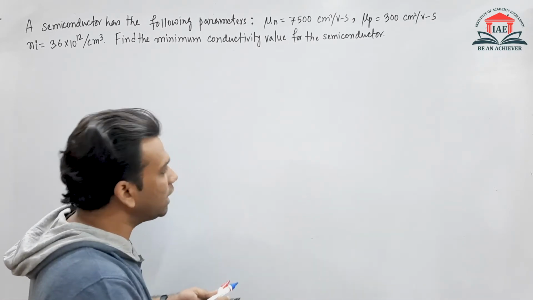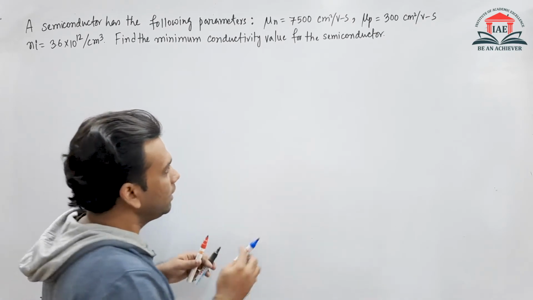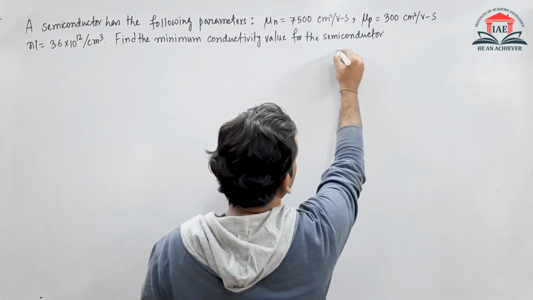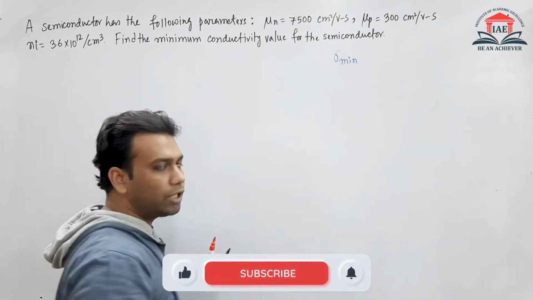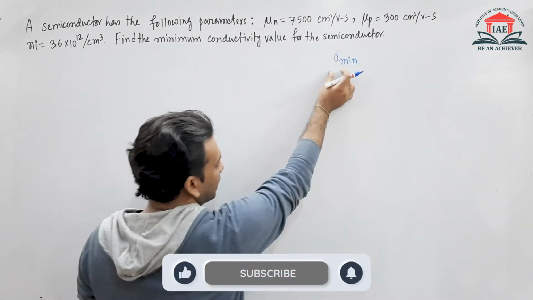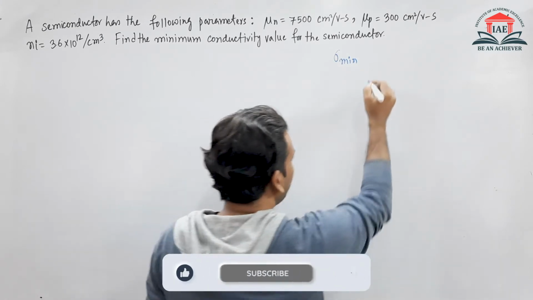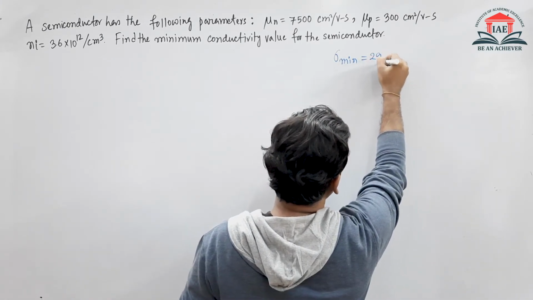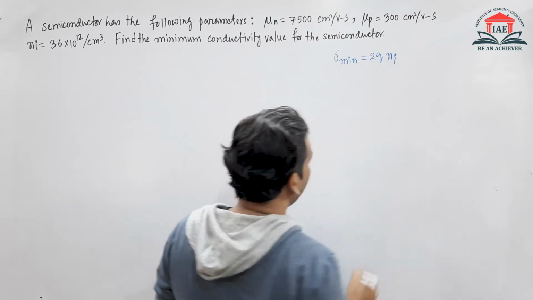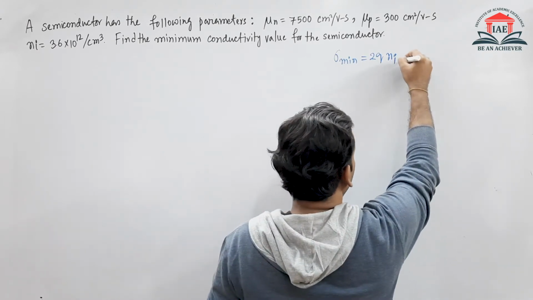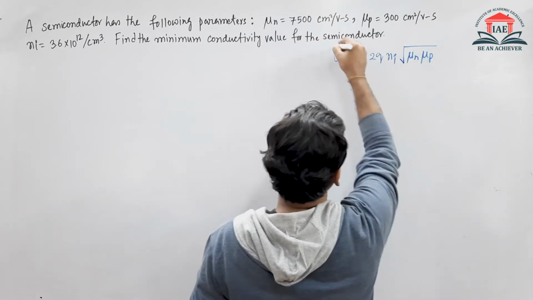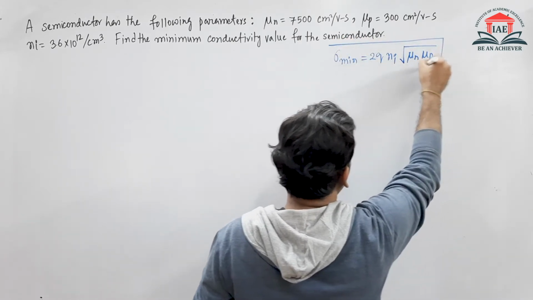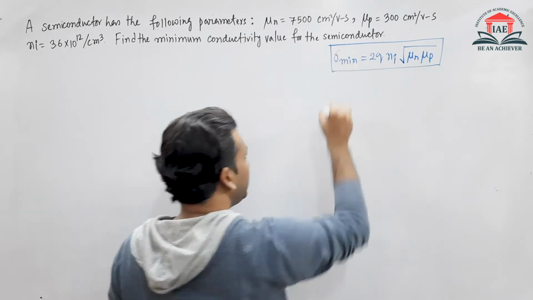So minimum conductivity का जो relation होता है, we know the relation like this, that sigma, where sigma is the conductivity. So minimum conductivity is equal to 2q ni value root over of mu n into mu p. So this is the relation of the minimum conductivity.